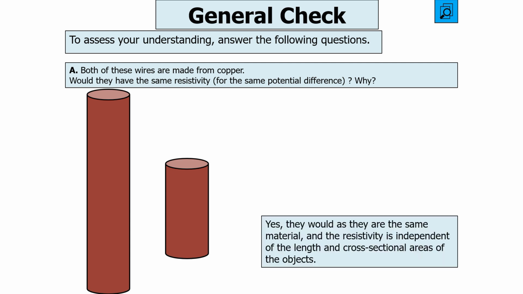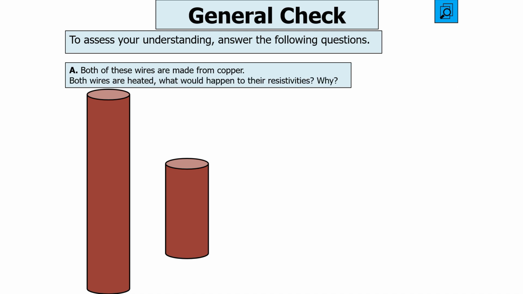Right, they would have the same resistivity as they are the same material, and the resistivity is independent of the length and the cross-sectional areas of the objects. Now, both wires are heated. What would happen to their resistivities and why?